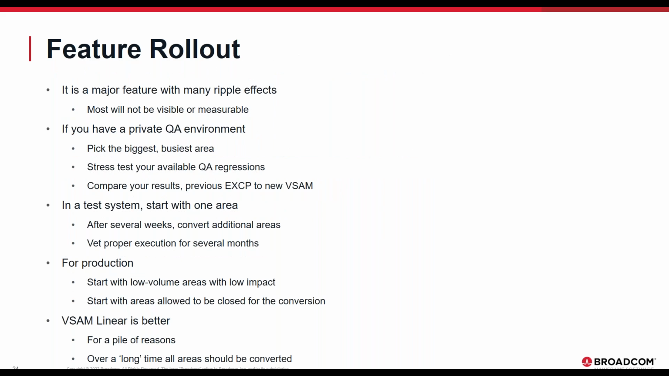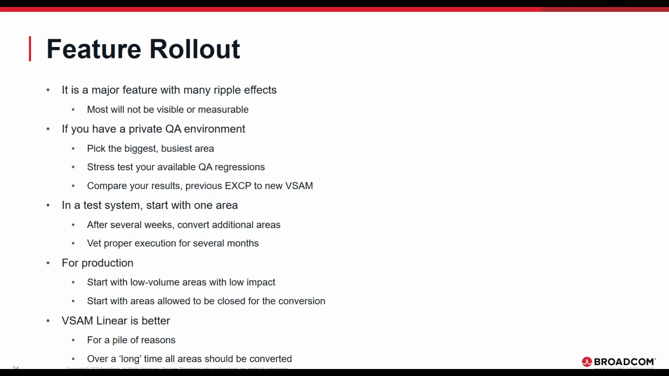It is a very major feature. It's not such a major one from your effort, but from our effort. And so almost all of this is just not visible or truly measurable to you. So I want to put together kind of a roadmap. If you have a private QA environment, and a few clients do, I would pick the biggest, busiest area. I would stress test it with your available regressions and then compare your results. This is what you're going to see, the best you can.